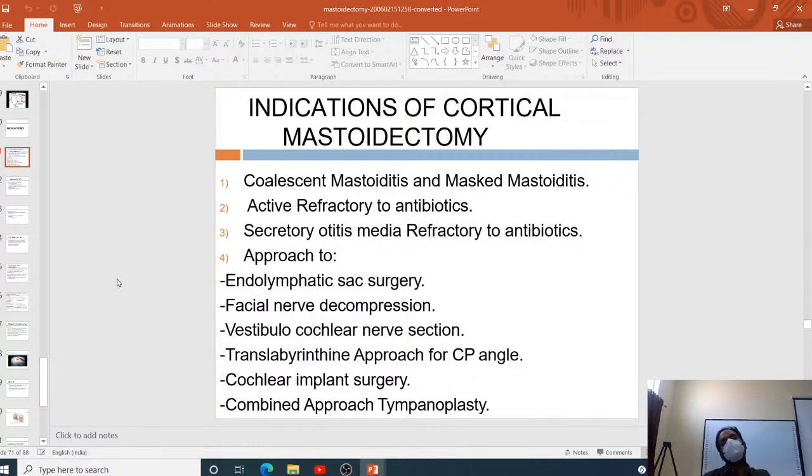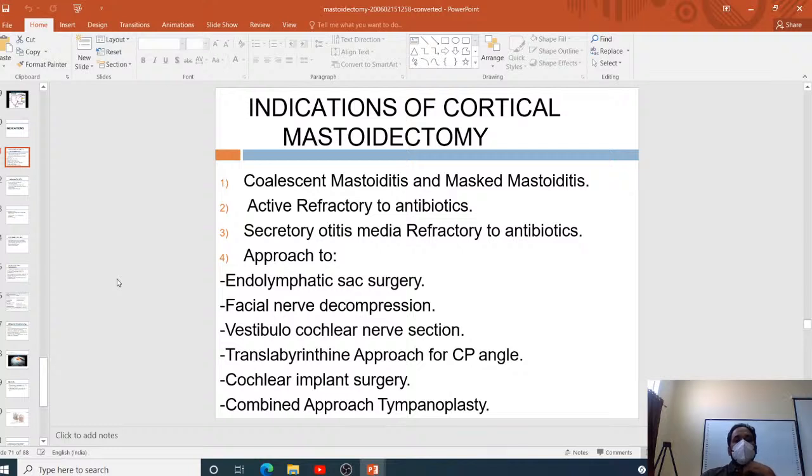If some patients are having chronic mastoid disease, you need to exenterate the cortex of the mastoid. The mastoid air cells should be exenterated and the mastoid should be made disease free. The removal of the cortex of the mastoid is called cortical mastoidectomy. The indications are coalescent mastoiditis, active mastoiditis refractory to antibiotics, and secondary otitis media refractory to antibiotics.